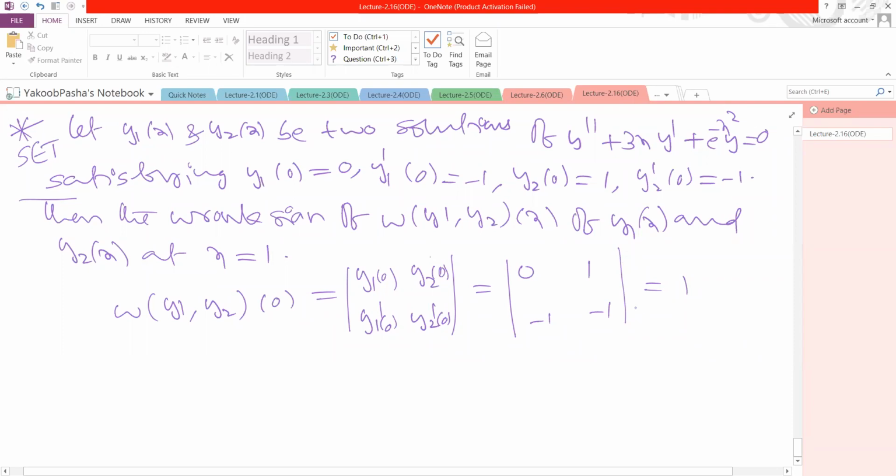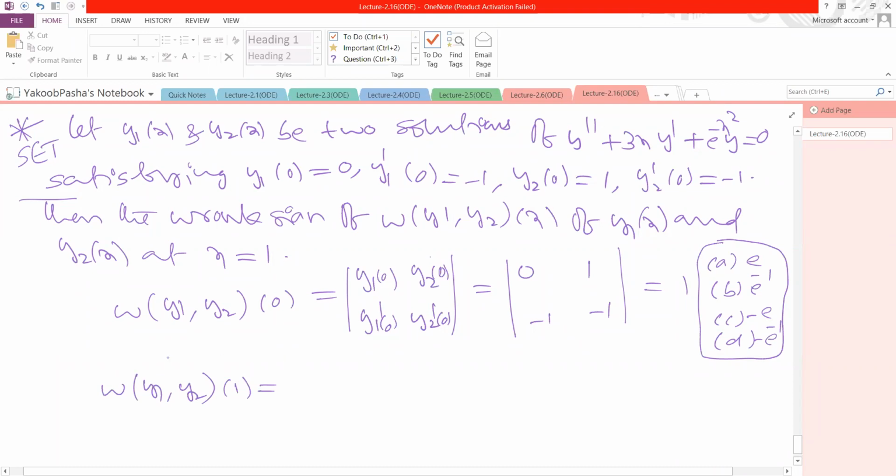But we have to find it at 1. Here I will also give you options, to avoid confusion. Option A, option B e power minus 1, option C minus e, option D minus e power minus 1. These are the options. So now we need to find the Wronskian at the point 1.